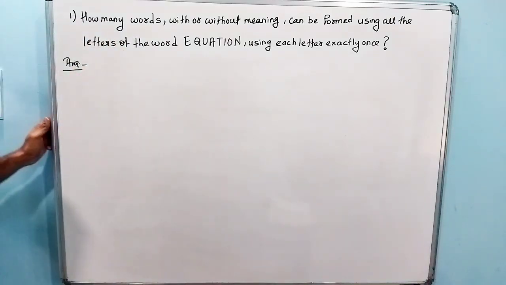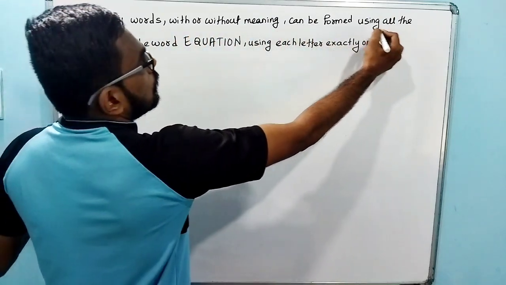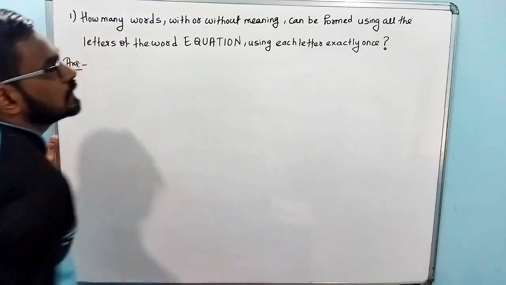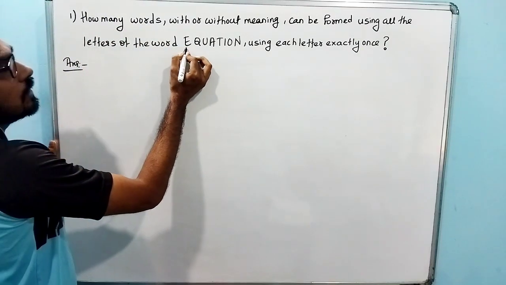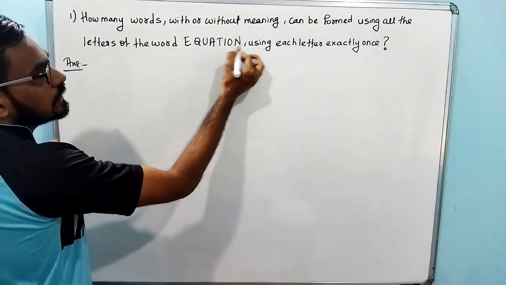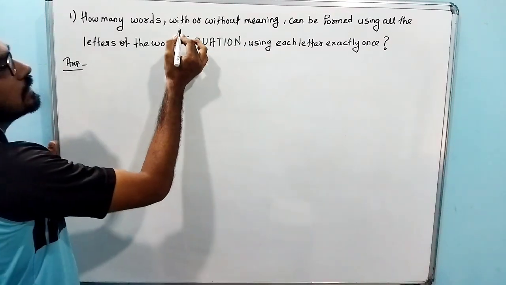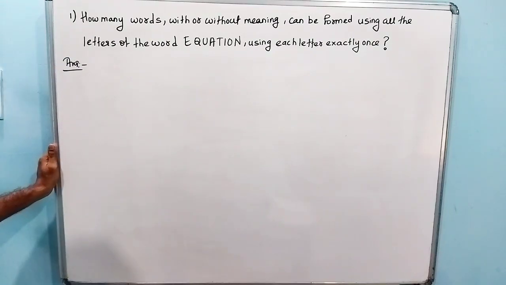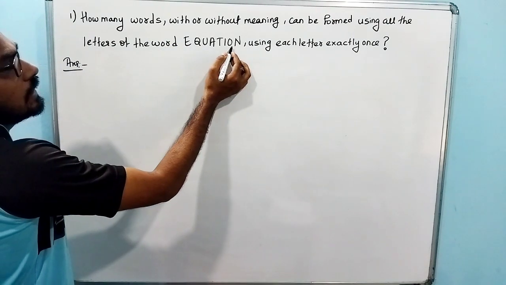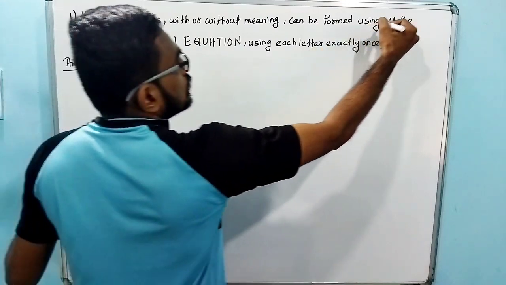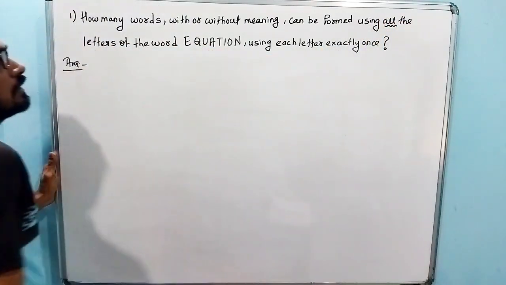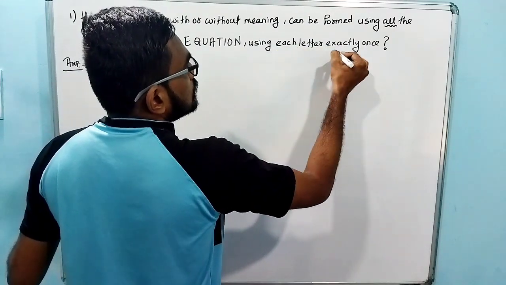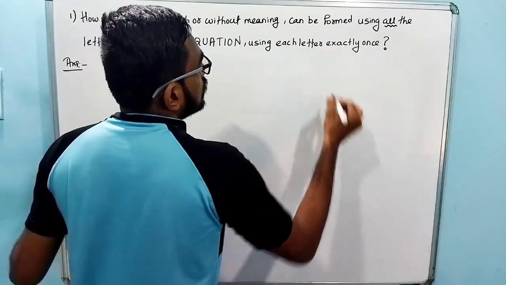So first one, how many words with or without meaning can be formed using all the letters of the word equation, using each letter exactly once. Now we have the word equation and all the letters are distinct here. And how many letters are there? 1, 2, 3, 4, 5, 6, 7, 8. So there are 8 letters and we have to arrange them taken all at a time, using each letter exactly once, means without repetition.